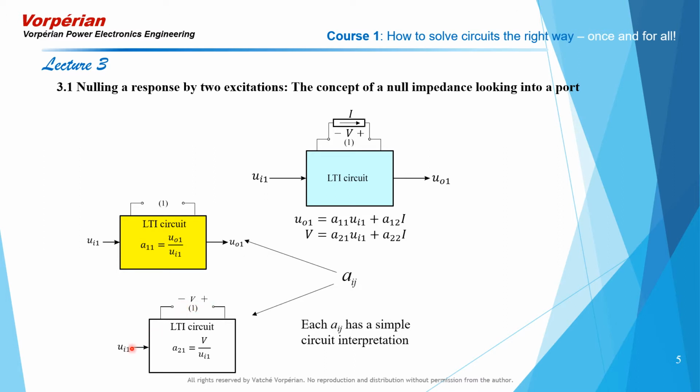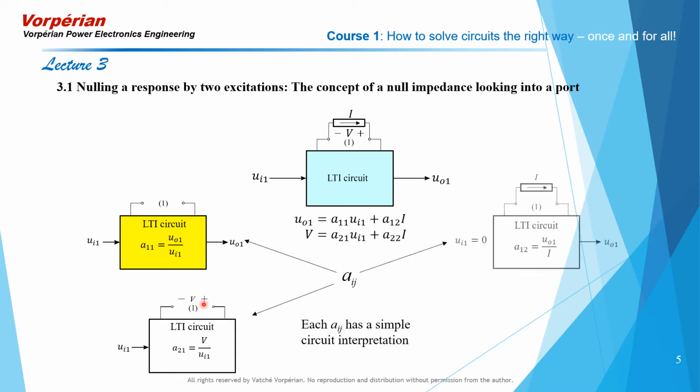The second one is A21, which is the voltage that appears as a response across port 1 because of excitation input 1 applied, while the second excitation I, the current source applied to this port, is set equal to 0. So this is a second transfer function that we see on this linear time invariant circuit from input 1 to voltage V, the second response that we considered.